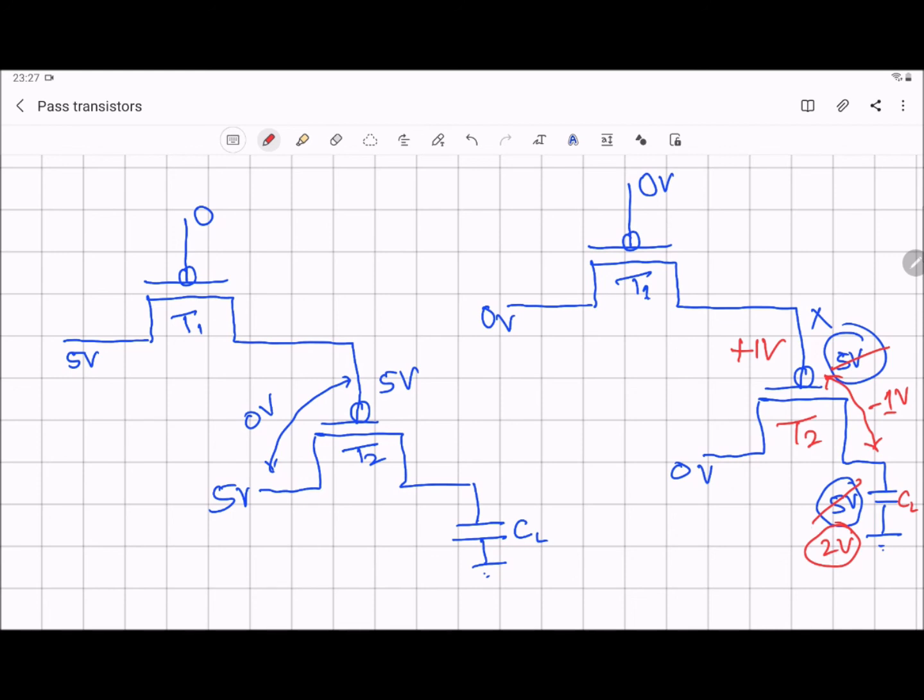Okay, and if we look at the noise margin, which you are already familiar with, this 2 volt neither falls in the range of logic 0 nor in the range of logic 1.